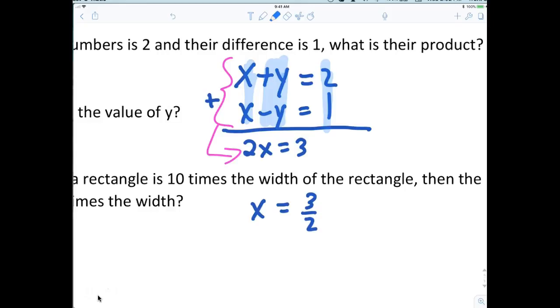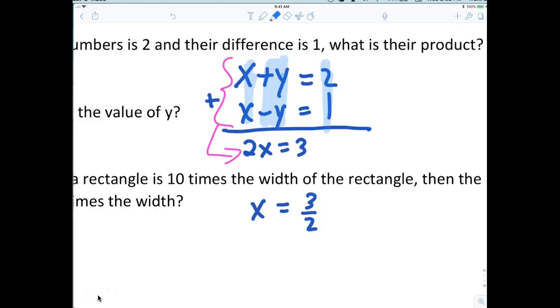It says product. Isn't product? Very good. Product means multiplication. Now what am I supposed to do with that information? I haven't given you an answer yet.